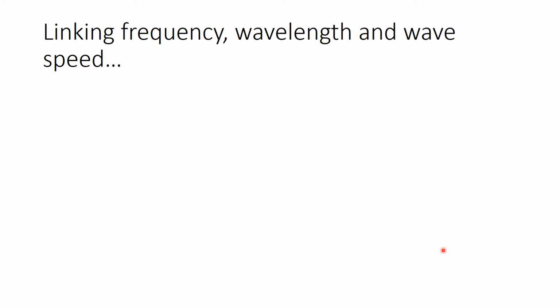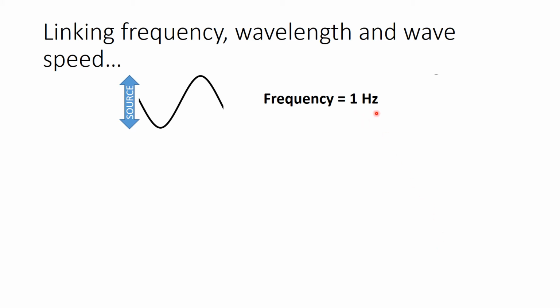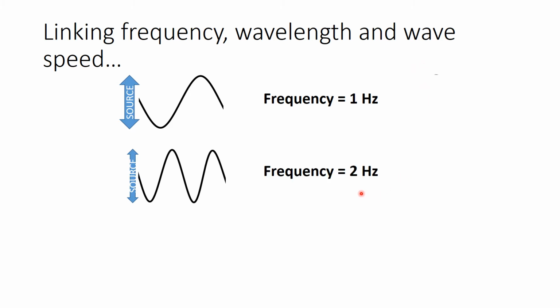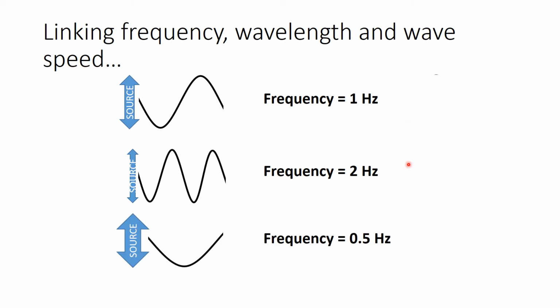Now we need to link frequency, wavelength and the wave speed. So here we go, here's our source moving up and down. We have a frequency of 1 hertz. If we then move the source here, we move it up twice as fast, then we end up with a frequency of 2 hertz. If we move it half as fast as here, we would have a frequency of half a hertz.